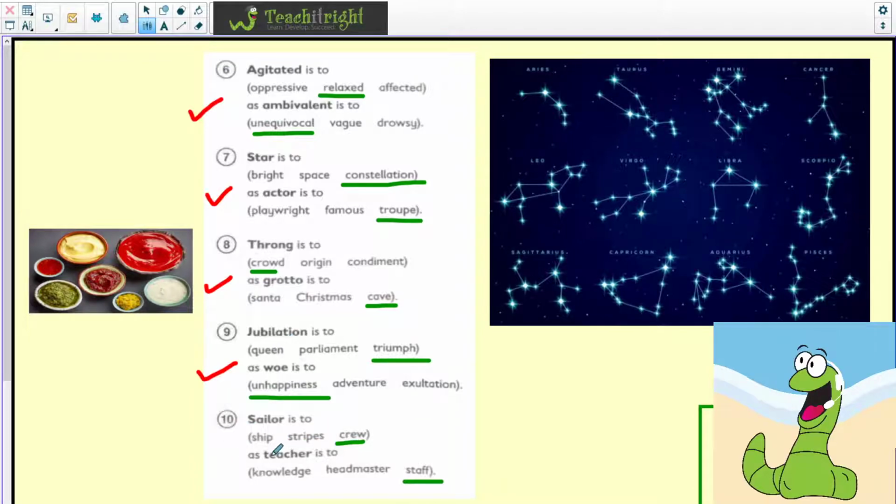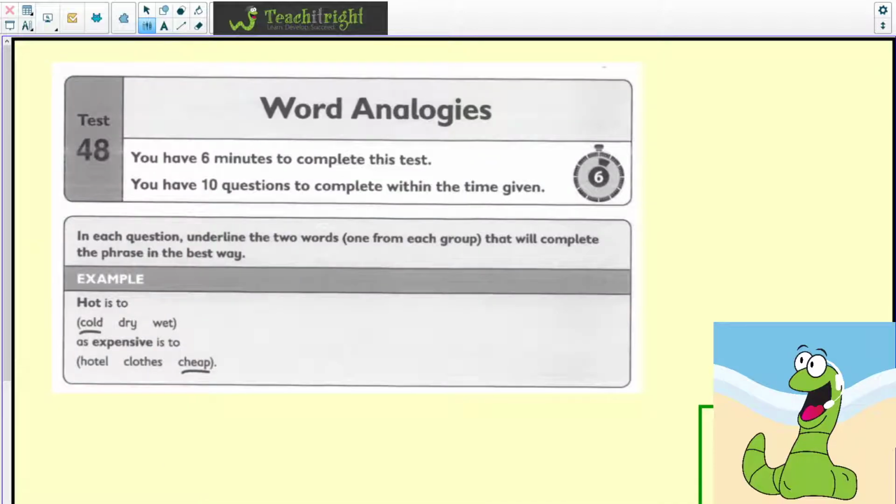And then number 10, we've got sailor is to crew, as teacher is to staff. So hopefully you made the link there. Now the reason for this picture over here is these are what we call condiments. Condiments are a bit like pickles and sauces that you often have with your food, to add flavour. So if you didn't know what a condiment is, that is the reason for that picture. Right, let's have a look at the next word analogies.